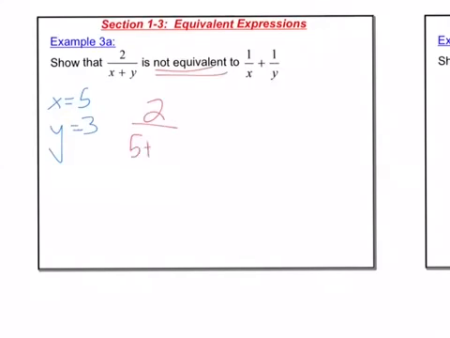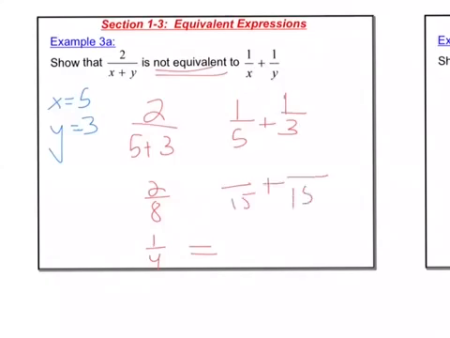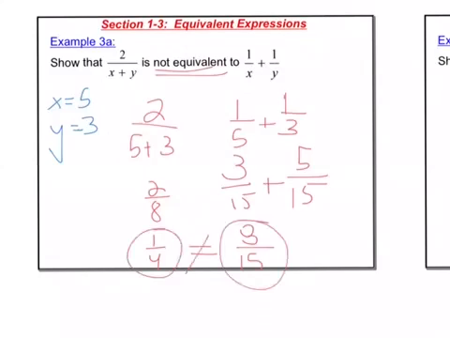2 over 5 plus 3 is going to be 2 over 8, which we know is 1/4. And we're trying to determine if that's equivalent to 1 over 5 plus 1 over 3. We have to get a common denominator there of 15. So when we add those, this becomes 3/15, this becomes 5/15. So 1/4 being equal to 8/15 isn't close, because this one we know is less than a half, that's bigger than a half, so they're not equivalent.